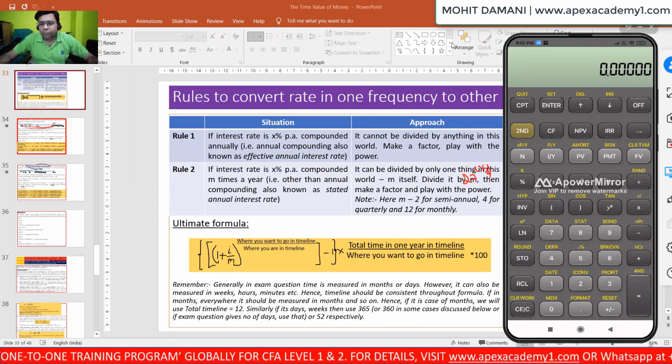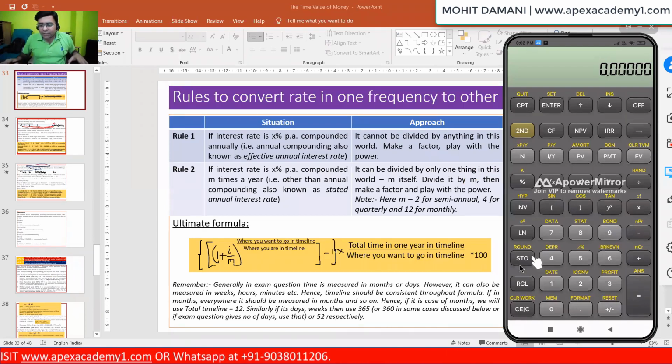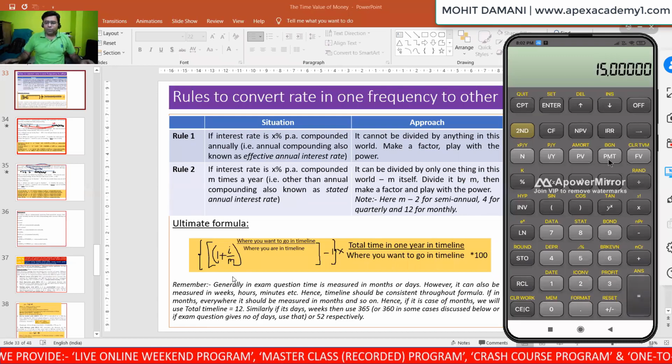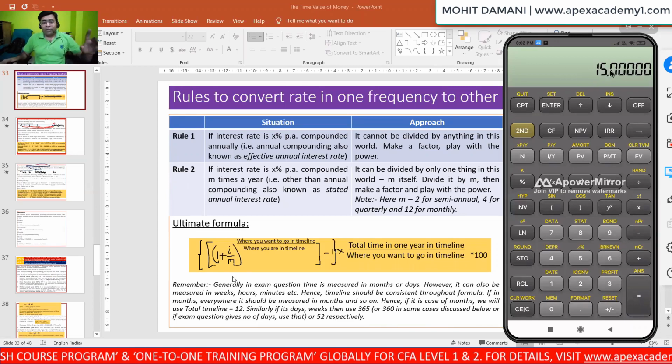Okay, so let me now move ahead to the function. First, this is the storage and recall function. The two functions that you can see are store and recall. In this store function, you can store up to 10 numbers, not one. How will you store? Let me show. Suppose 5 into 3, 15, is the number I want to store.